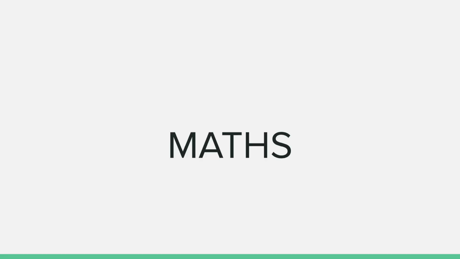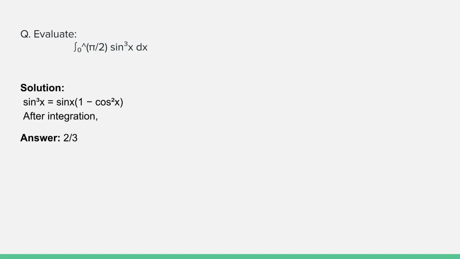Finally, let's move on to the math section. Question: evaluate the integral from 0 to π/2 of sin cubed x dx. Solution: we rewrite sin cubed x as sin x (1 - cos squared x). After integration, the result is 2/3.